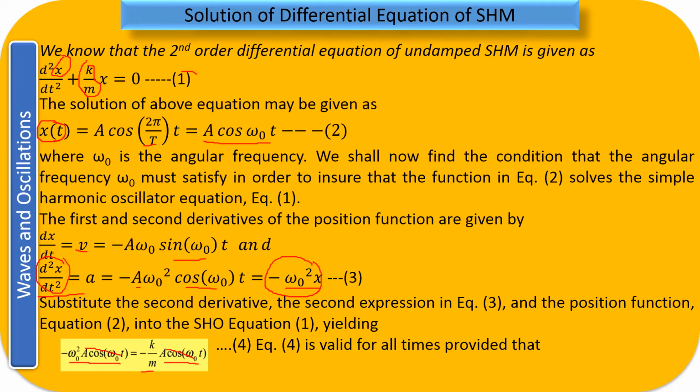Now naturally, equation number 1 is going to be valid only when omega naught is equal to root under k by m, and this is what I have written over here. So now I have got the value of omega naught, right? So naturally, this is your sinusoidal wave, that is, its displacement is going to vary with equation number 2, and we can say it is a cos omega naught into t.